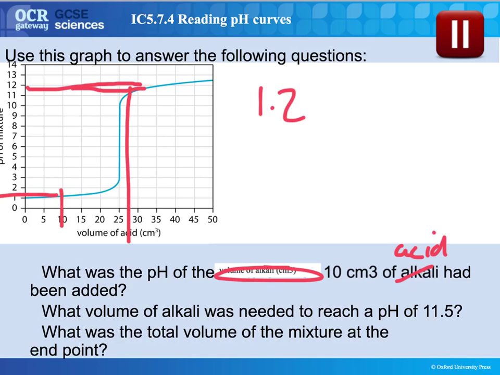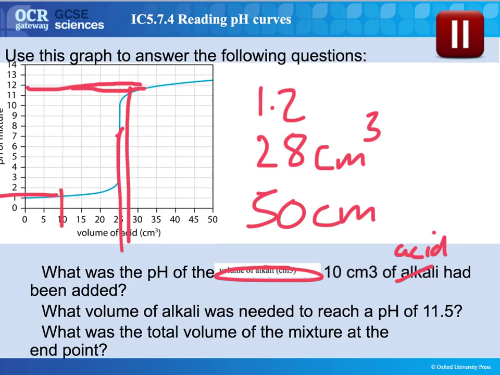Wish I had a ruler. If you do get a question like this in an exam, please do use a ruler. I'll say around 28 cubic centimetres. What was the total volume of the mixture at the end point? The end point is where it's neutral, so the volume there is 25, added to the volume that you start with of 25 to get the total volume, giving you 50 cubic centimetres.